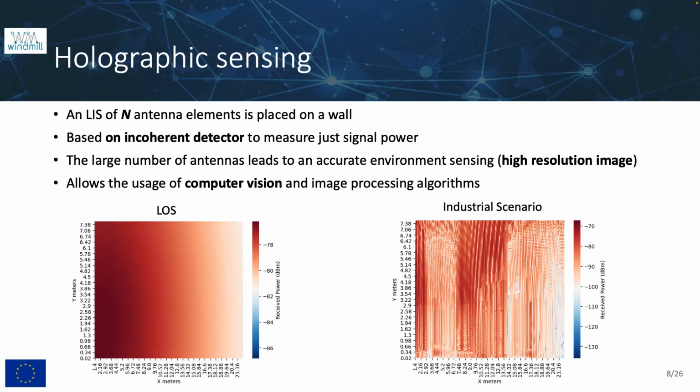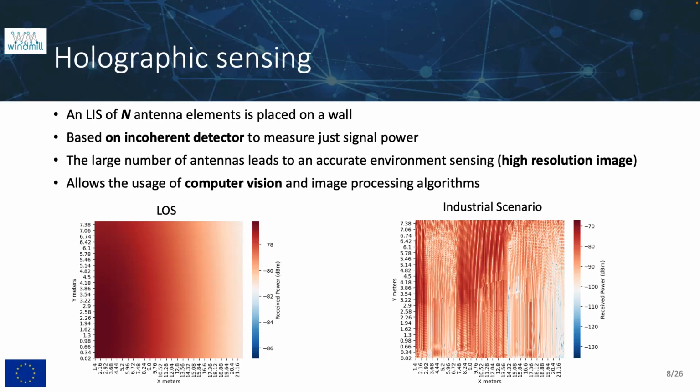So let's say the first one is what we call holographic sensing. Let's imagine that we have deployed an LIS with n antenna elements in the wall. In order to make it cheap, because in this case it's a really huge array, we are just basing on incoherent detectors. So we are just detecting the envelope, mainly the signal power. The larger the number of antenna elements that we have leads us to a really accurate image or representation of the environment.